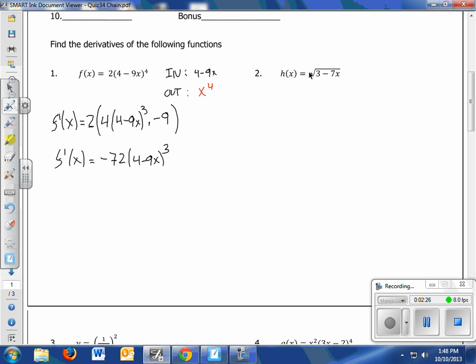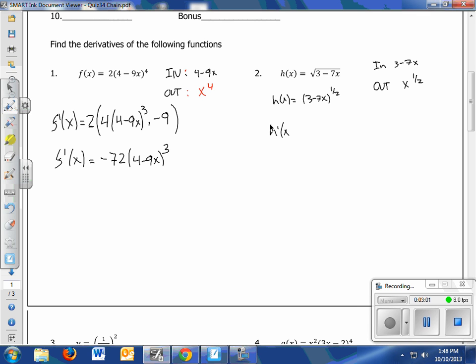Second one, h of x is root 3 minus 7x. Well, the inside function is 3 minus 7x. The outside is a big X square rooted, or x to the 1/2. So really, I'm going to rewrite this as 3 minus 7x to the 1/2. Then I take the derivative of the outside, leave the inside alone, take the derivative of the inside.